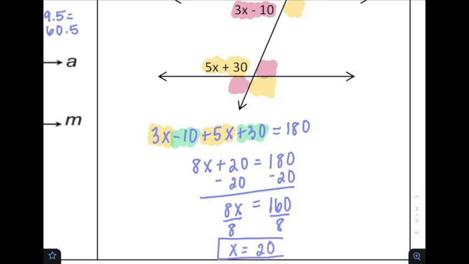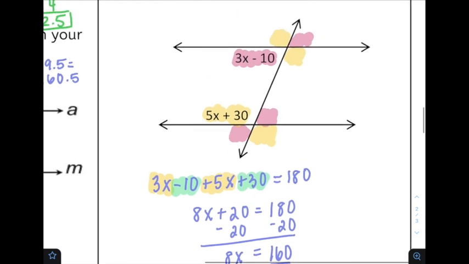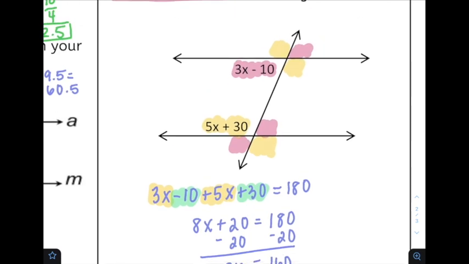So we found out what x equals. Now I have to use it to substitute in. So 3 times 20 minus 10, 5 times 20 plus 30. So here we have 3 times 20 is going to give you 60 minus 10 is 50. So this is 50 degrees. 5 times 20 is 100. 100 plus 30 is 130, 130 degrees. So just to double check, my 130 plus 50 degrees is going to give me 180, and that checks out.